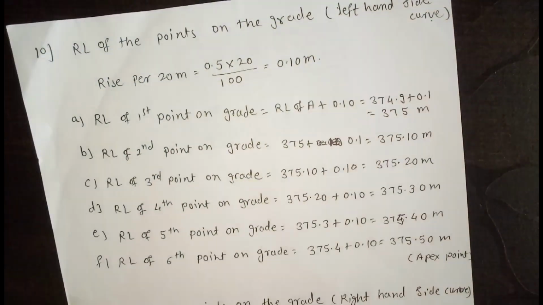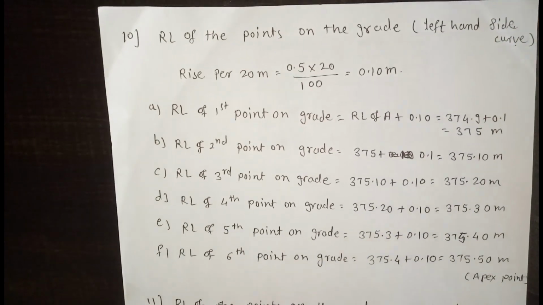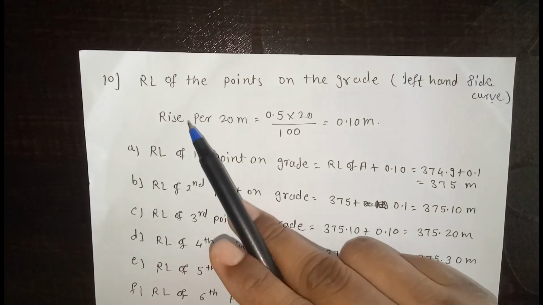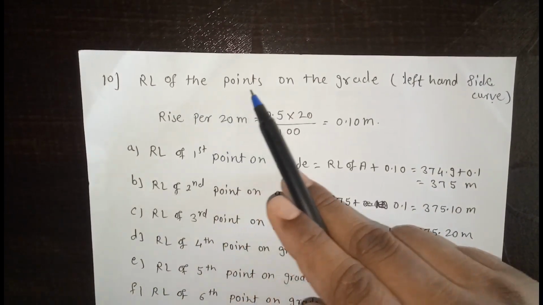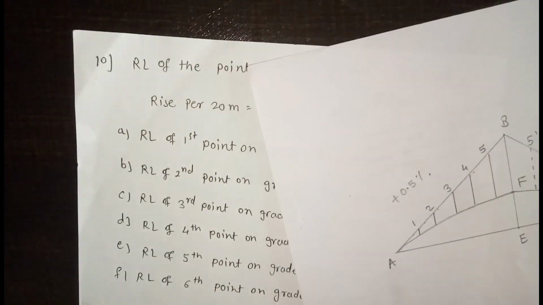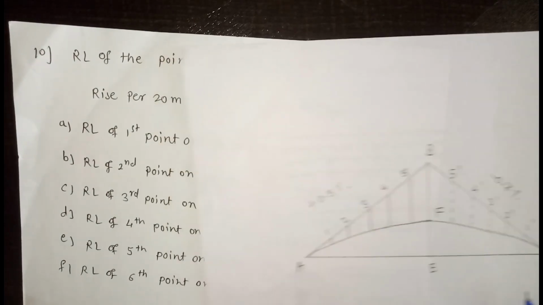After calculating tangent correction, we have to calculate RLs of the points on the grade. First we are considering the left side curve, then we will consider the right side curve.